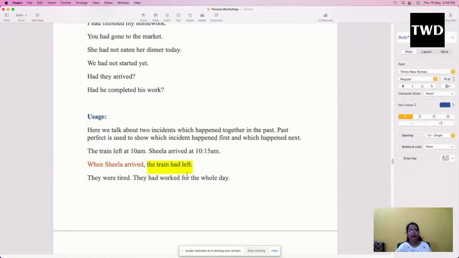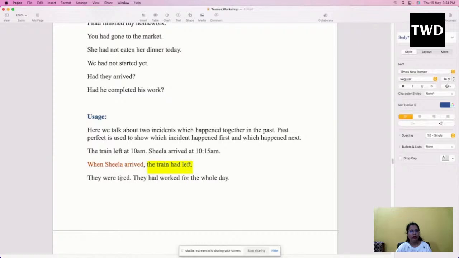So, what happened first and what happened next? First, the train had left and then Sheila arrived, right? So, whenever you are framing such kind of sentences, remember the incident which happened first will come under past perfect and the incident which happened next will come under simple past. Sheila arrived, this is simple past. Train had left, this is past perfect.